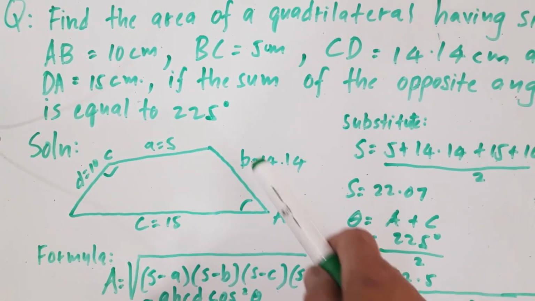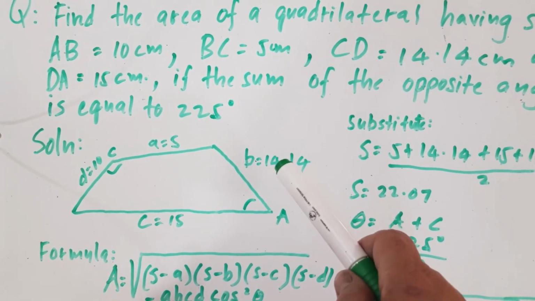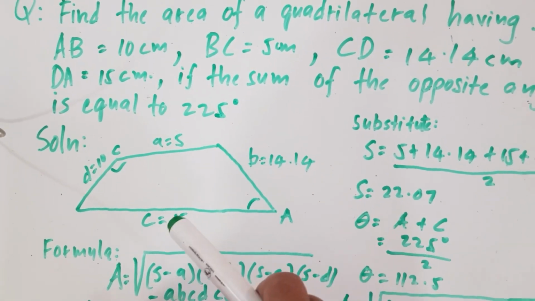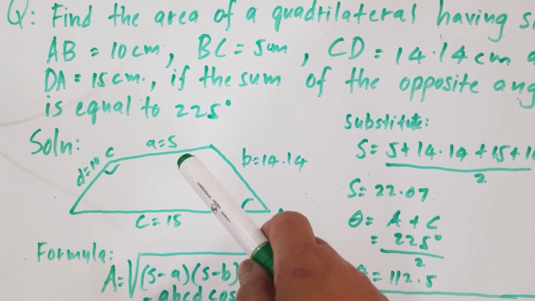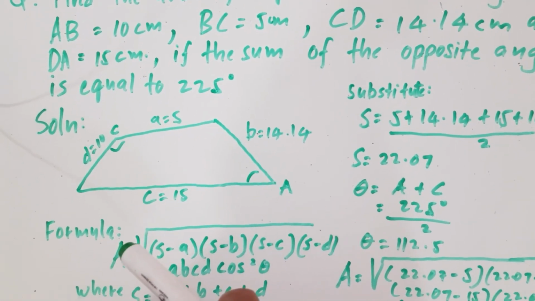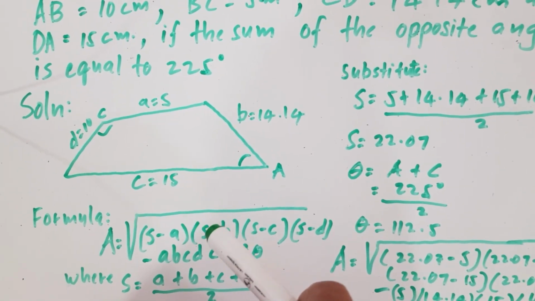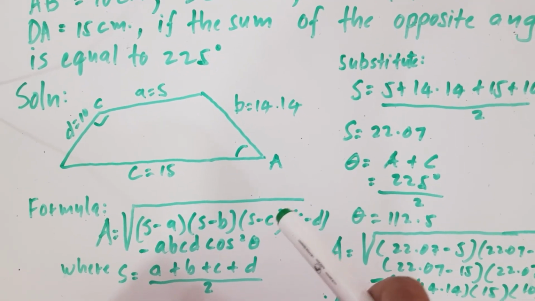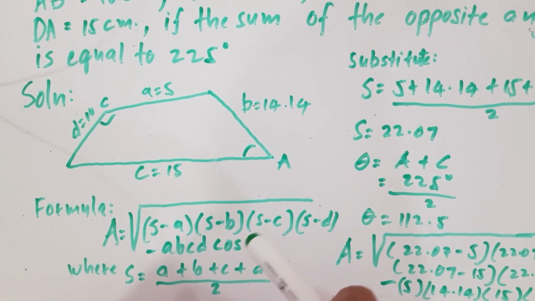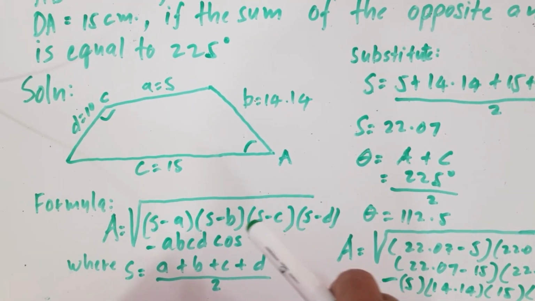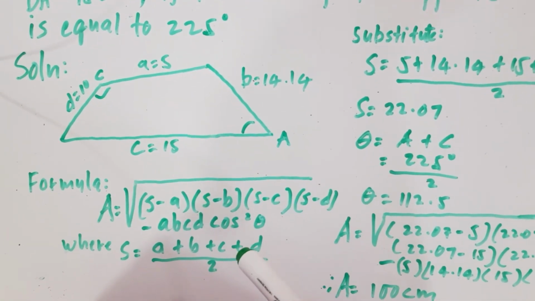We have the rough sketch of the quadrilateral, where side B is 14.14, side C is 15, side D is equal to 10, and side A is equal to 5. Now, the formula, as usual, for the quadrilateral is equal to the square root of (S minus A) times (S minus B) times (S minus C) times (S minus D) minus ABCD cosine squared theta. Where S is the sum of the sides divided by 2.